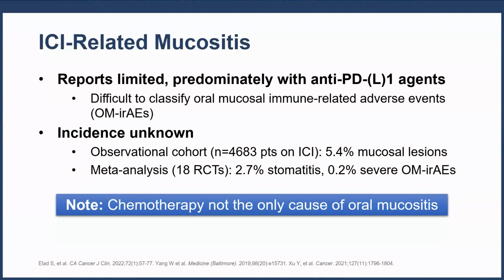And so you might see some similarities and think, this seems very similar. Yes, there are some similarities, and sometimes we don't know what's going on, and we're trying to do our best to get at the underlying cause and treat it appropriately. But once again, the incidence from that initial observational cohort was 5.4% for mucosal lesions. But in the meta-analysis that was done most recently, it was 2.7% stomatitis and 0.2% for severe oral mucosal immune-related adverse events. And so this is the entity we're talking about. I have witnessed it and treated it myself.